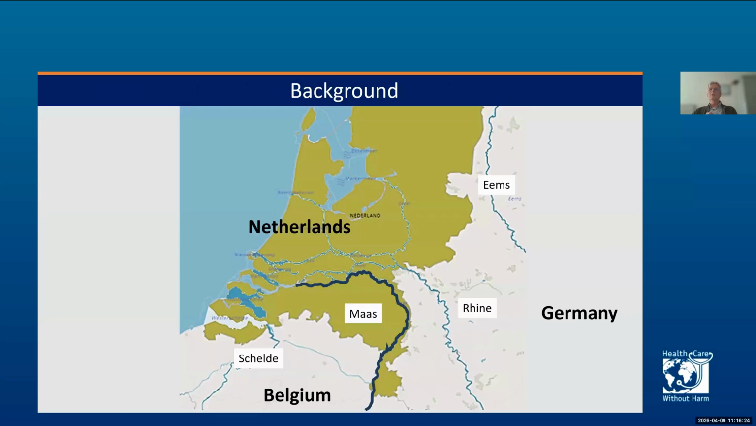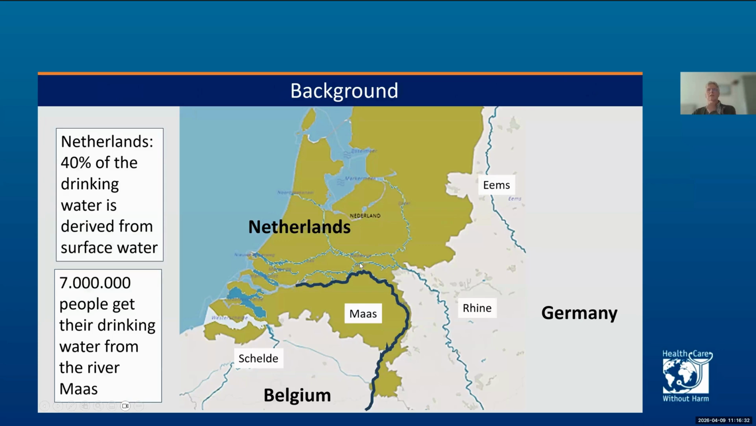You can see the Netherlands. We have quite some rivers. Here we have the Maas, the Rhine, and some other rivers. In the Netherlands, about 40% of the inhabitants make their drinking water from surface water, and from the Maas, about 7 million people are dependent on the quality of that water. Many agents are in this water, and especially contrast agents. I will show you later on.